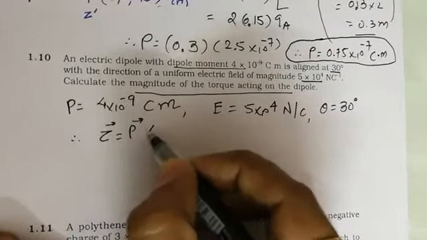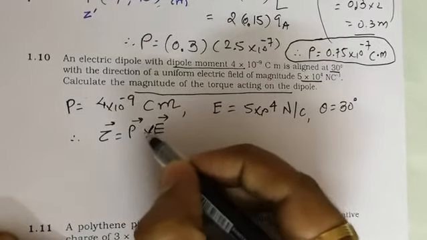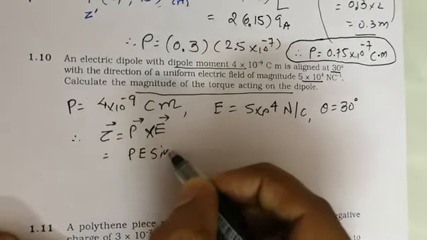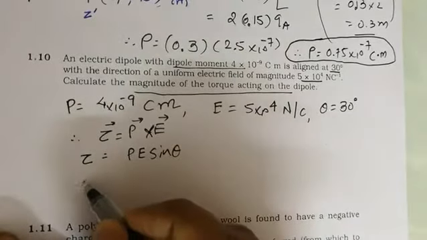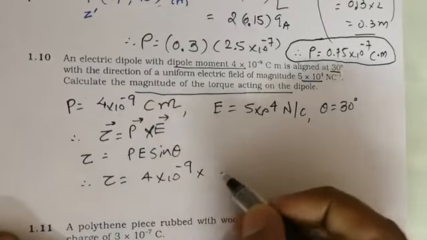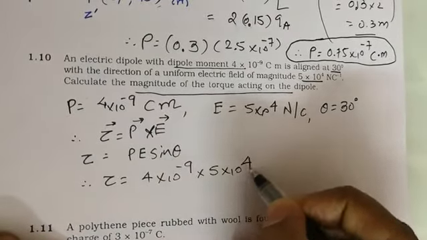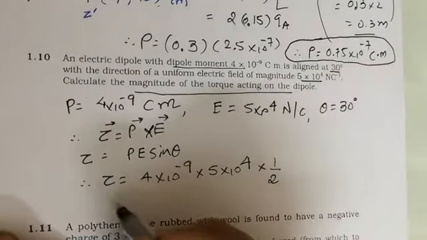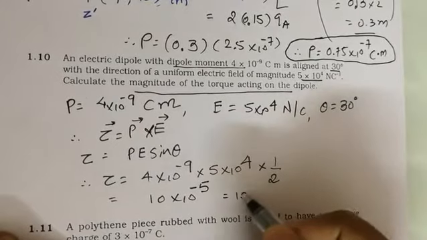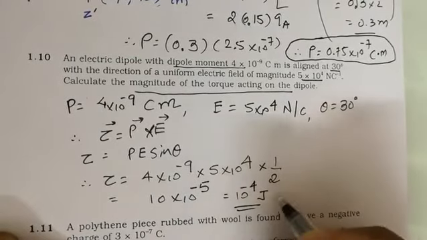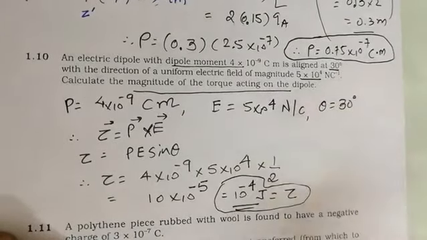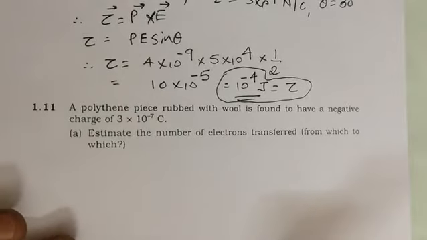First of all, torque tau is equal to P cross E. Opening the vector part, we get P E sin theta. So torque tau is equal to 4 × 10^-9 × 5 × 10^4 × sin 30, and sin 30 is 1 by 2. So we get 10^-5, then 10^-4, and the unit of torque is the joule. So torque tau is equal to 10^-4 joules.